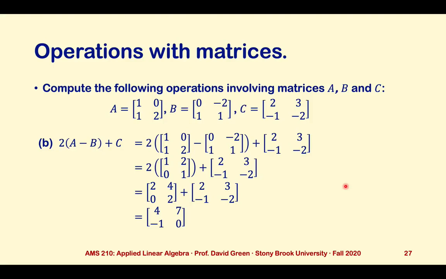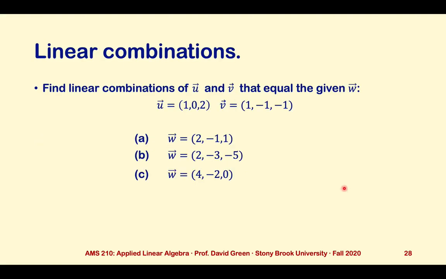Again, fairly straightforward. Just remember scalar multiplication: you multiply every element by the same scalar. Vector addition or subtraction, you add or subtract the corresponding elements in the matrix or the vector. All right.